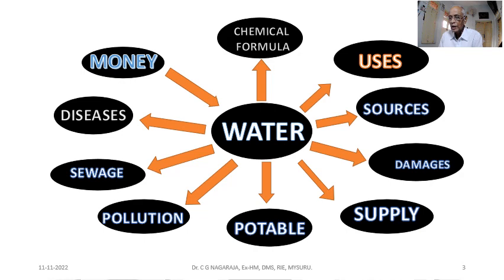And then money. How much money do you spend on drinking water for your home, or for washing the clothes, or for any purpose? Do you give any municipal tax for the water? Find out. And finally, from the classroom level activity, find out the chemical formula of water, and then find out what atoms and what molecules are there in the water.